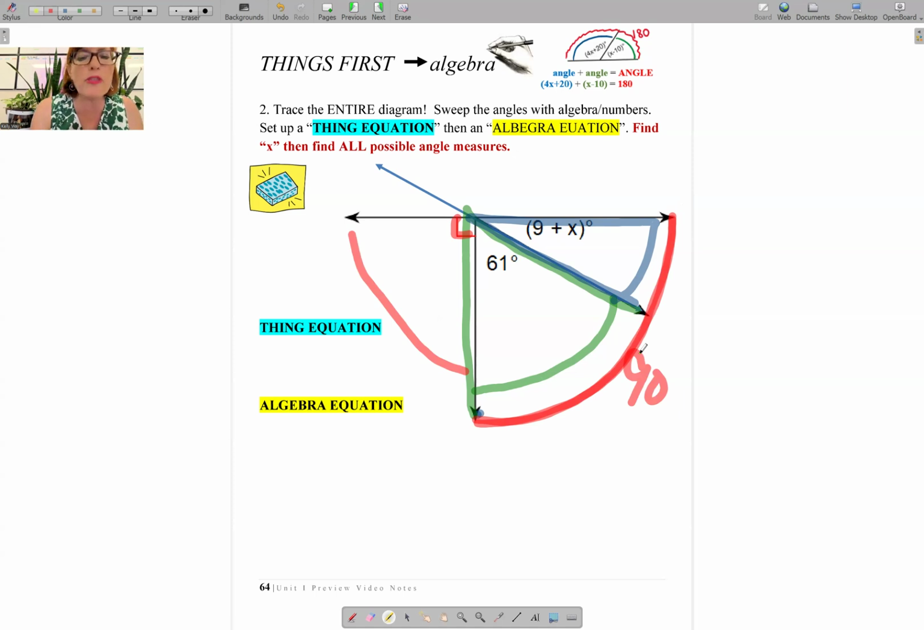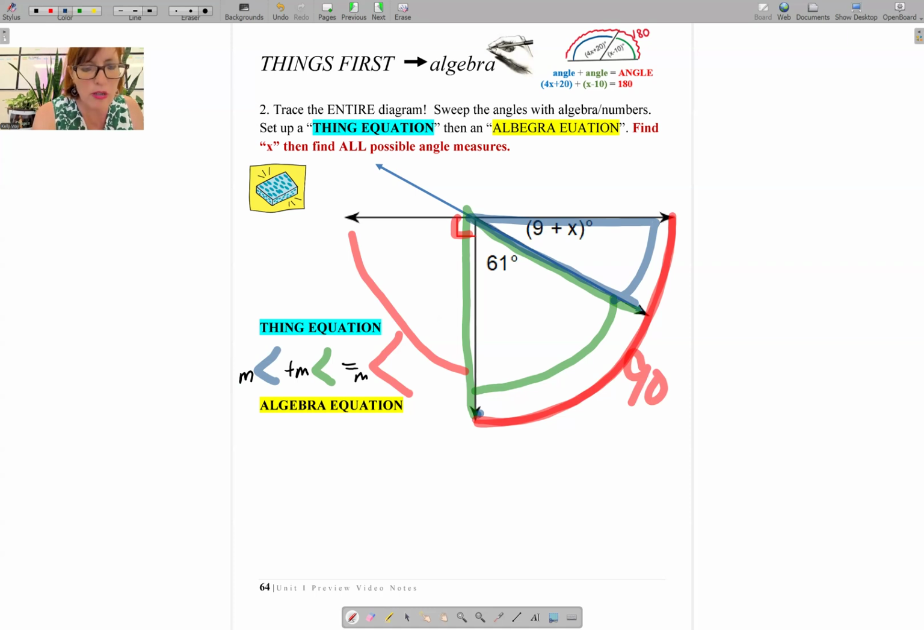Oh, now we can set up our thing equation. Our thing equation looks like this. If I add, you don't have to use colors. The colors really make this pop a little. If I add the blue angle, the measure of the blue angle, that little m means measure of, plus the measure of the green angle, it's going to equal the measure of the larger red angle. That is a thing equation. Now we do an algebra equation.